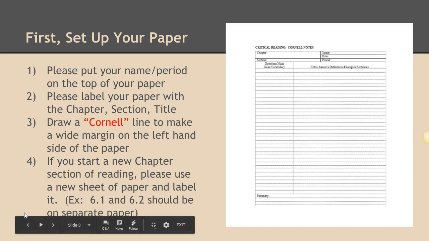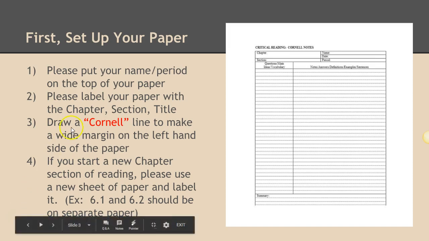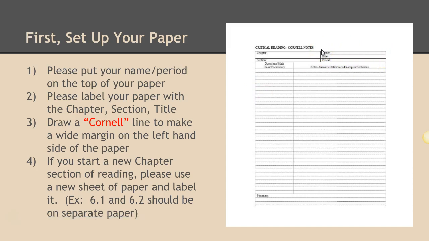First, please set up your paper correctly. Use any piece of binder paper. You'll put your name and period on the top of your paper. If you don't label your paper, I won't be able to give you credit. Next, label your paper with the chapter, section, and title. A lot of homework sections look alike, so it'll help me to know that it's chapter 6.1, section 1.